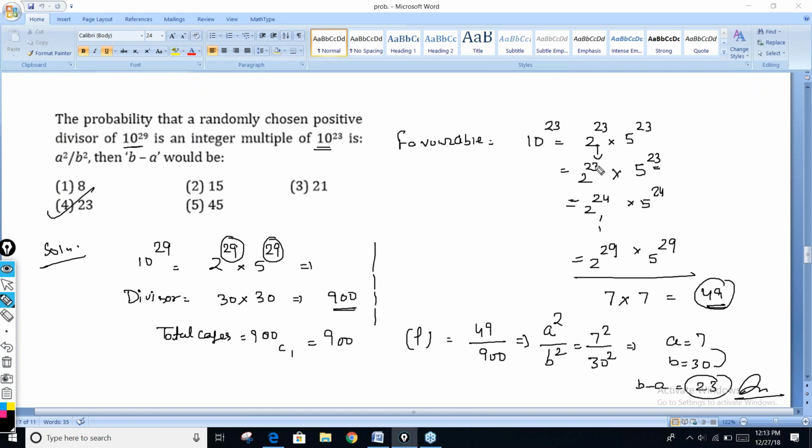Got the logic? So power of 2 can be any from 23 till 29, and with each power of 2 there can be 7 choices of 5. So with this power there can be 7 multiples, with this power there can be 7 multiples. So total how many such factors? There can be 49 such factors which are multiples of 2 raised to power 23. So 49 is favorable, 900 is total. So a square upon b square is 7 square upon 30 square. Answer is 23. Come to the next one.